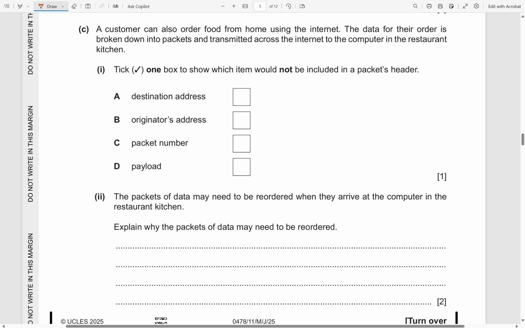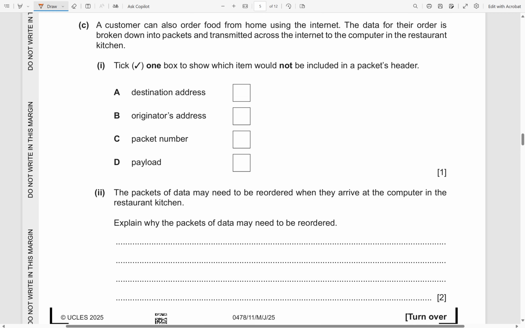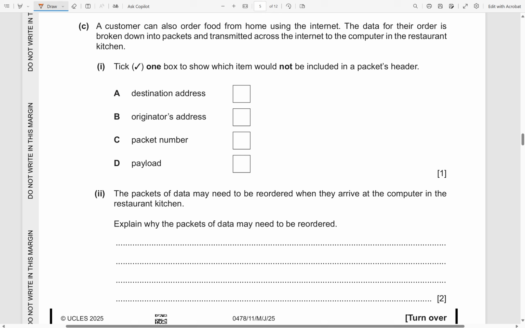Right, then C, a customer can also order food from home using the internet. The data for their order is broken down into packets and transmitted across the internet to the computer in the restaurant kitchen. Right, tick one box to show which item would not be included in the packet's header.